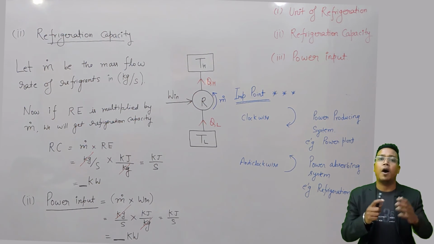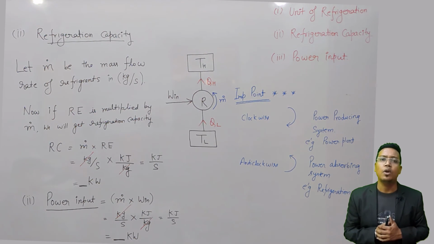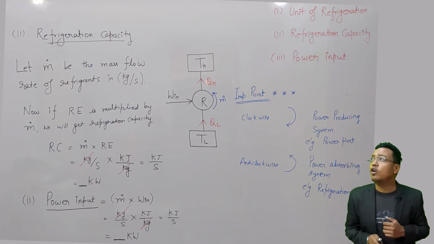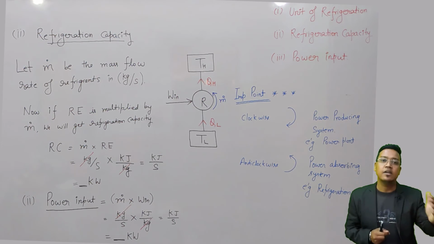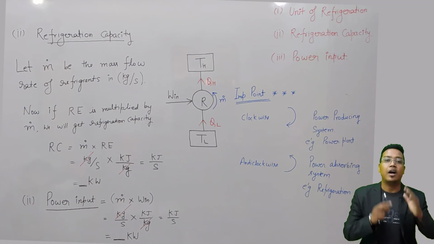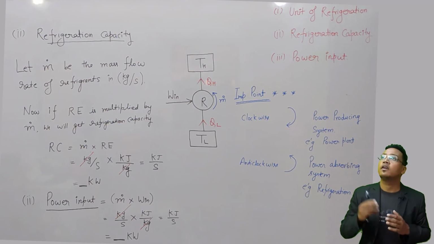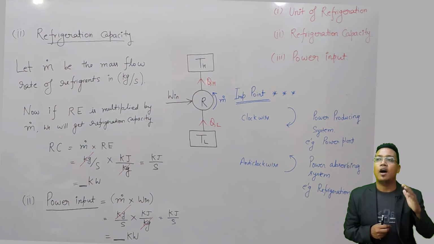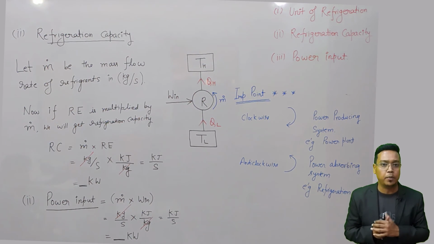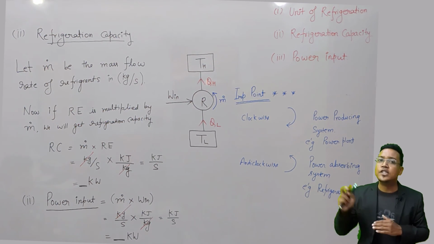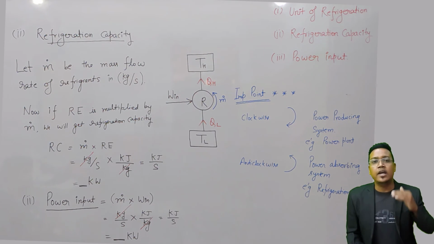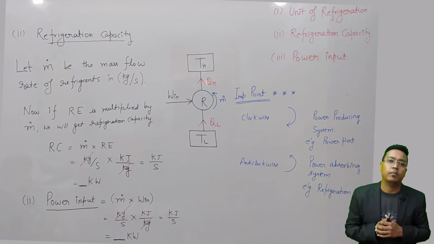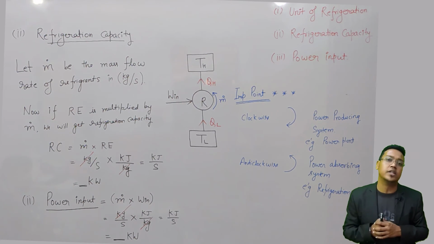Okay friends, in this video we have seen three topics: the unit of refrigeration, that is 1 ton of refrigeration; after that, refrigeration capacity; and after that, power input. Friends, these topics shall be used during numerical problems. When we are doing numerical problems, we will use all these concepts.